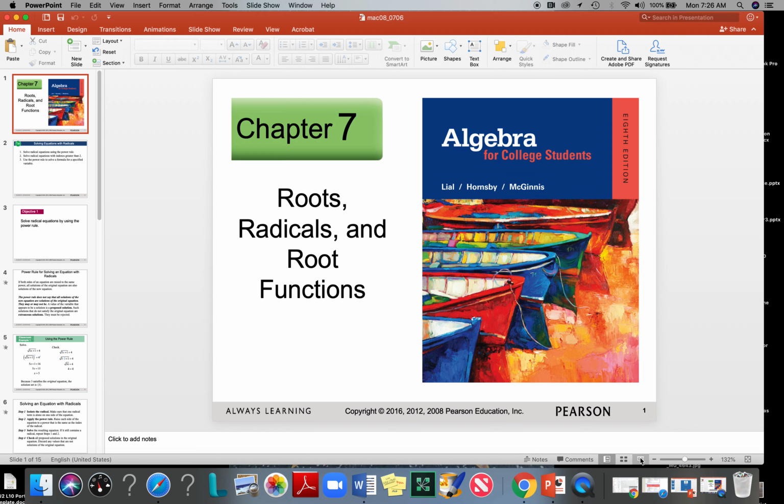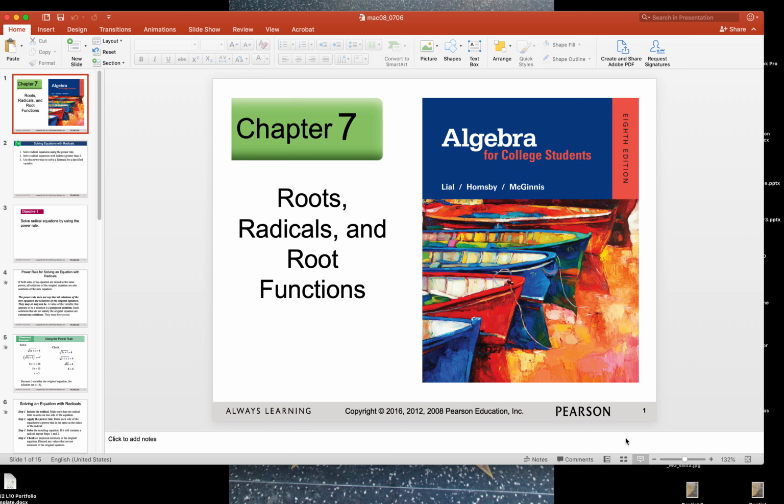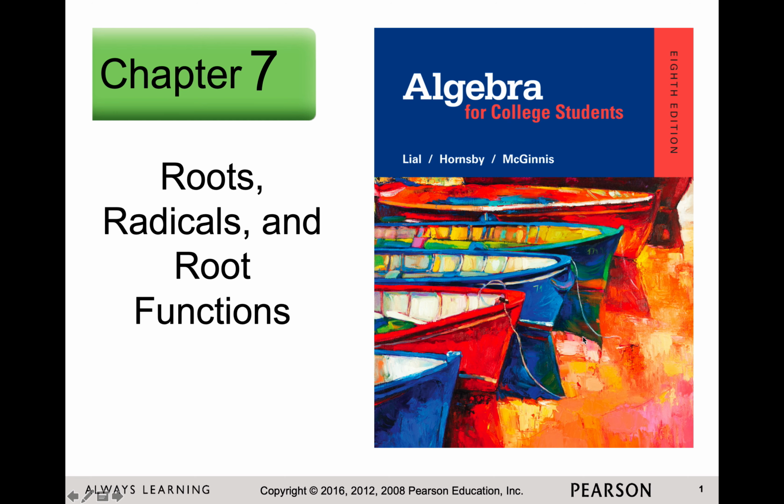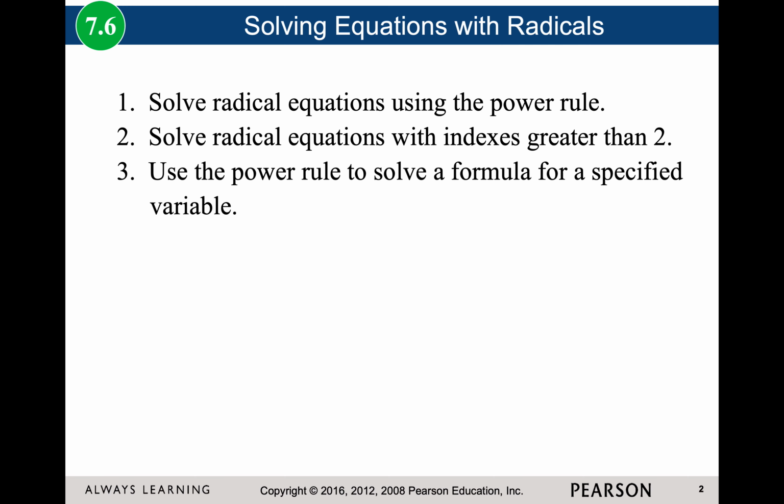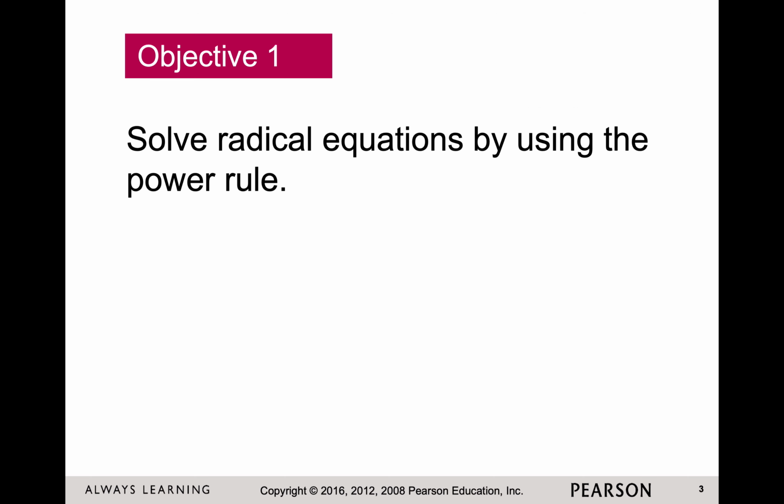We are going to continue on our journey in chapter 7. So we're continuing those roots and radicals. We're going to work on solving radical equations using the power rule. We're going to work with indexes greater than 2, meaning that number, a square root, a cube root, a fourth root. And then we're going to use the power formula to solve for a specified variable.